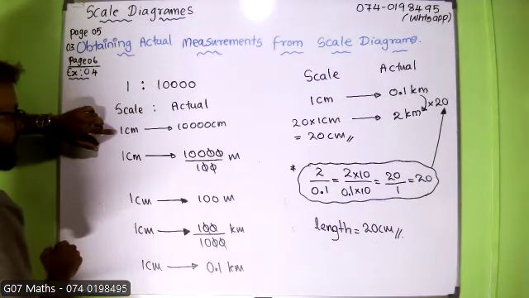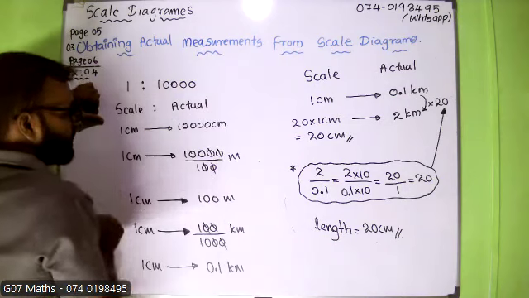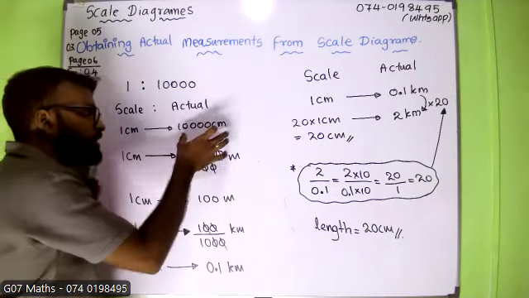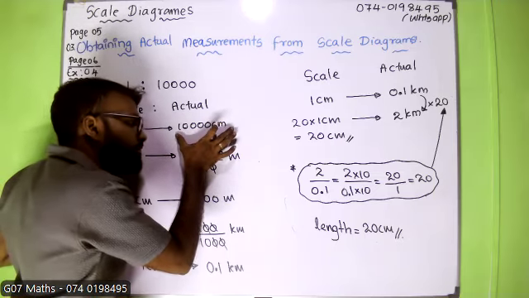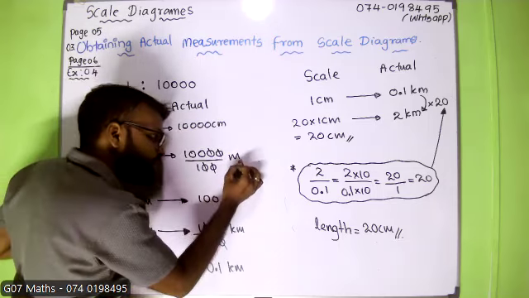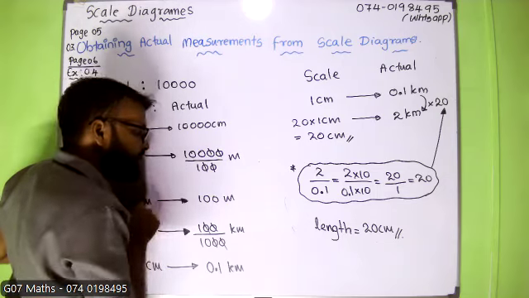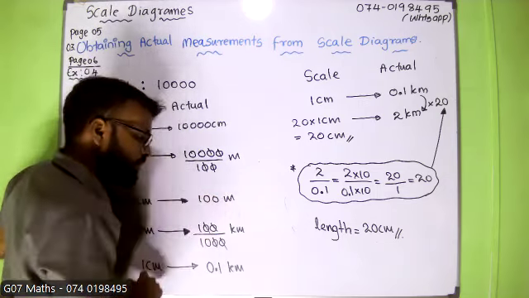Scale is 1 centimeter to 10,000 centimeters. 10,000 centimeters can be converted into meters by dividing by 100. So 1 centimeter equals 100 meters.